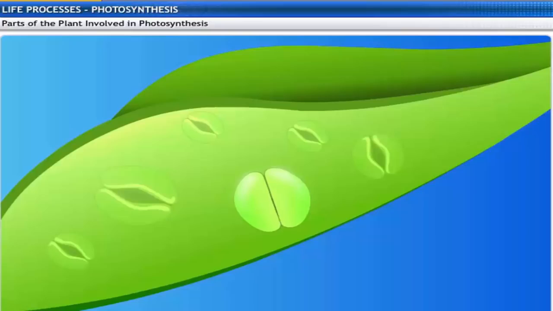Stomata contain guard cells that regulate the opening and closing of stomata. When water flows into them, the guard cells swell and open up the stomata. Similarly, if the guard cells shrink, the pore closes.